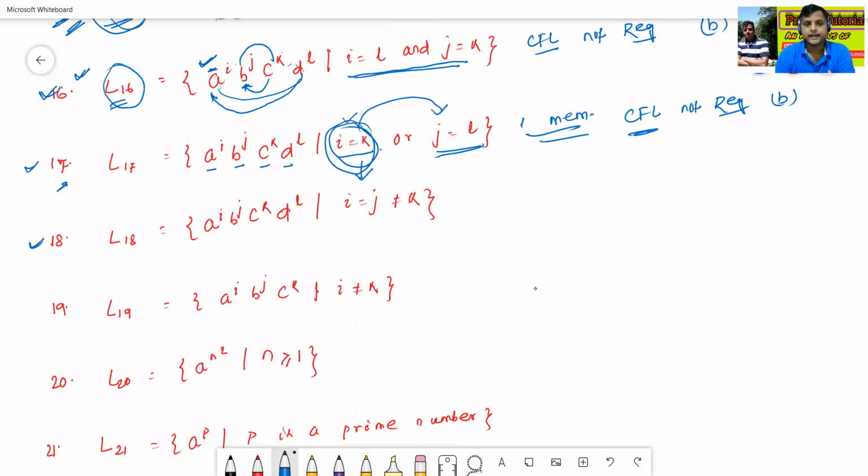18th: I equals J, but J is not equal to K. So I equals J is one memory, and J is not equal to K is a second memory. Two stacks will be required to solve L18, language 18. So it will require two memories, which means non-CFL. So it is option C.